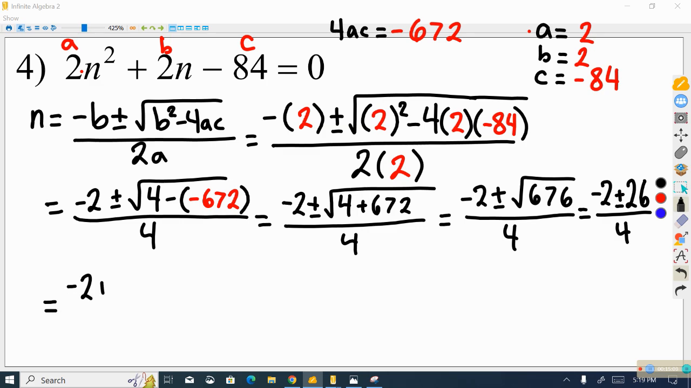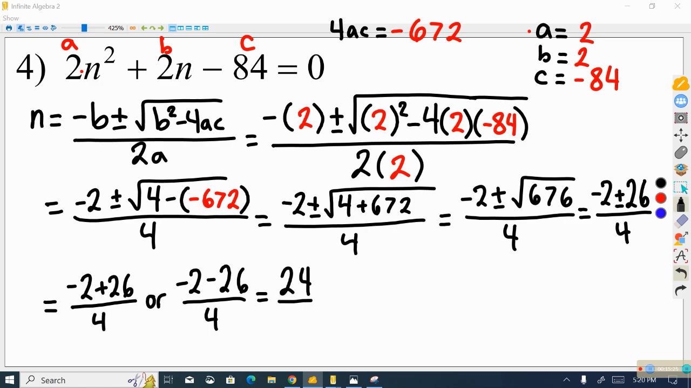We'll do negative 2 plus 26, and then we'll divide that by 4. Or we have the other possibility, negative 2 minus 26, and then we divide by 4. So now we'll work through and complete this problem. Okay, negative 2 plus 26 gives me 24 divided by 4. So that looks like that'll make a whole number.